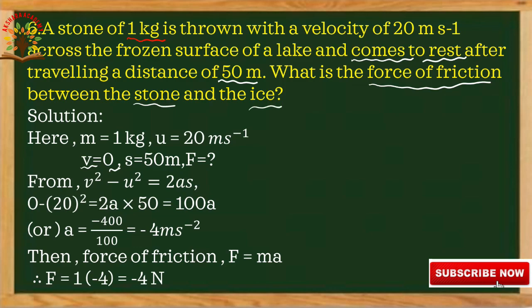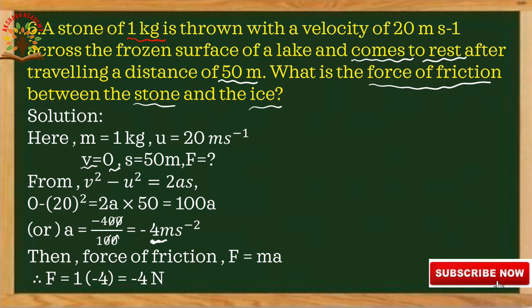So from the third equation of motion, v square minus u square is equal to 2as. Substituting values, v is equal to 0 and u is equal to 20. Minus 20 whole square is equal to 2a into s, nothing but 50. 2 into 50 is 100, so 100a. a is equal to minus 20 into 20, 400. 400 by 100, the zeros get cancelled. a is equal to minus 4 meter per second square.